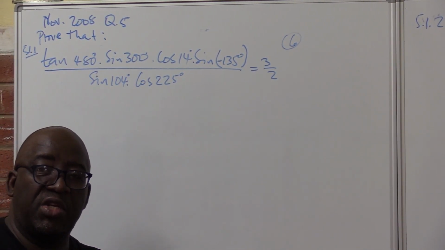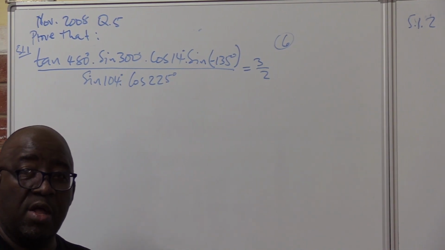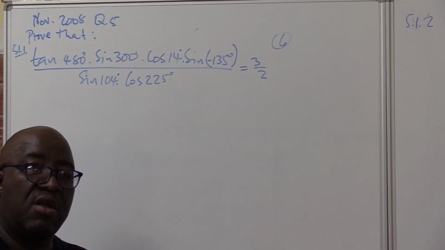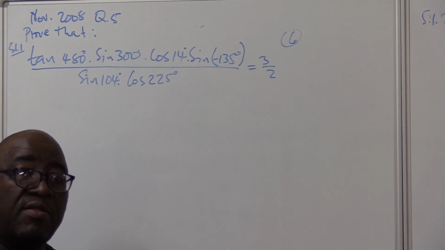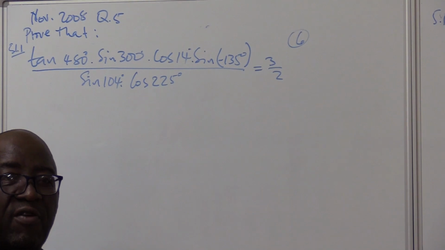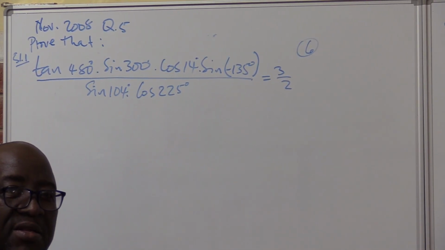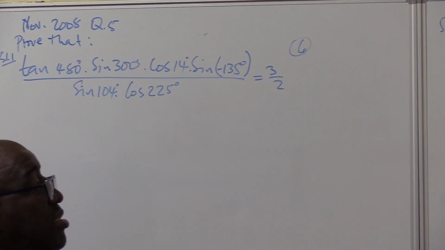Remember one thing only. Think of the definitions, which are referred to as SOHCAHTOA. Think of the quotient identity, which is sine theta over cos theta is the same as tan theta. Think of the special angles. Think of reduction formulae. Think of the double angles and the compound angles. That is going to assist us.